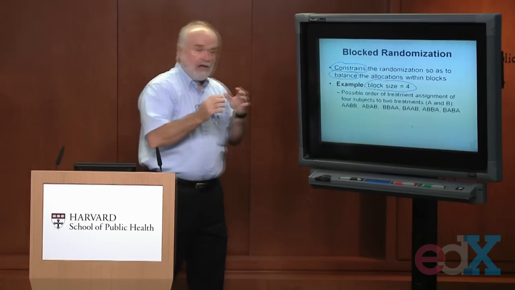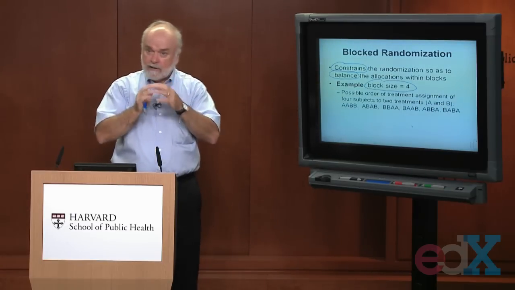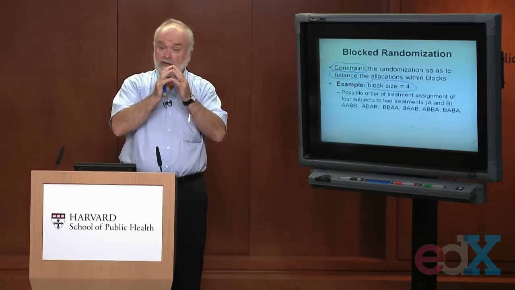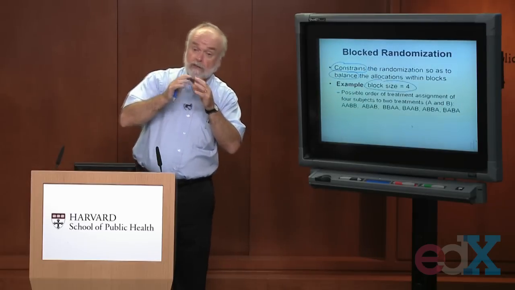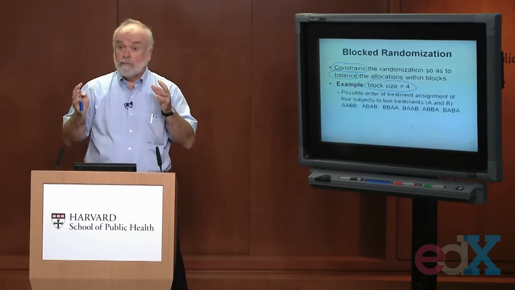Not 4 versus 2, not 5 versus 1, but 3 versus 3. Well, how can I do that? Well, if I have a block size of 4 and I want to guarantee that 2 of these people in this block will get a new treatment, let's call that treatment A, and 2 of them are going to get the alternative, the standard of care, let's call that treatment B.